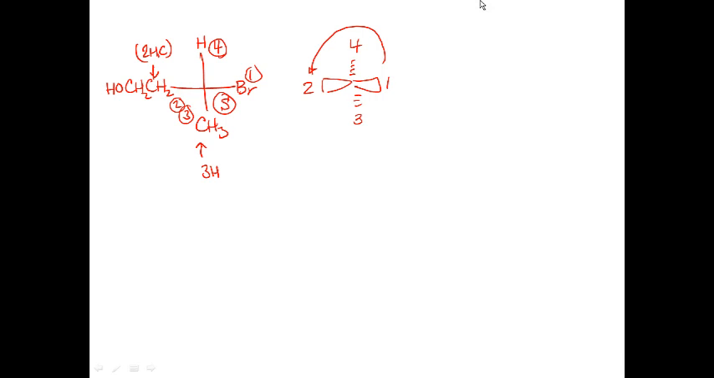And actually, Fischer projections are pretty straightforward because you got a 50% chance of having the fourth priority group on a dashed wedge. If not, just do a group switch or do your rotation, being careful, and put the fourth priority group away from you, and then you can go ahead and determine R and S configuration.